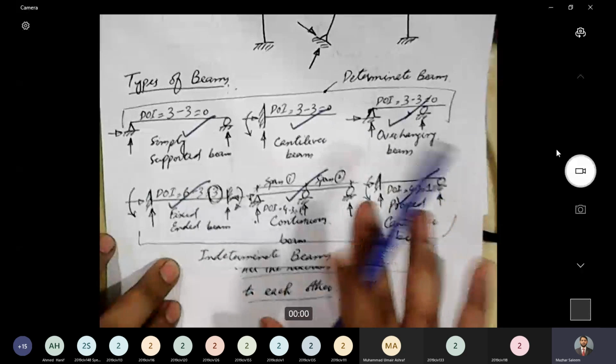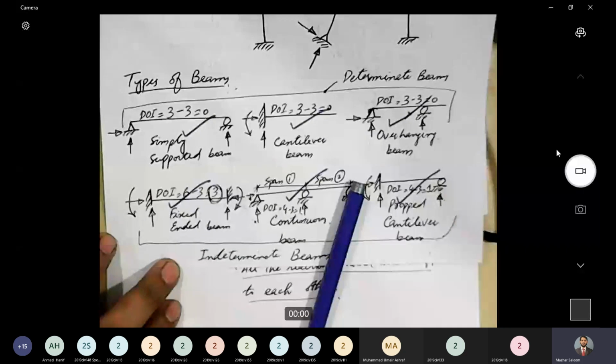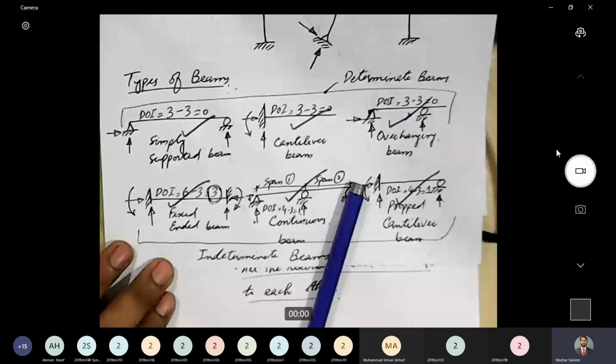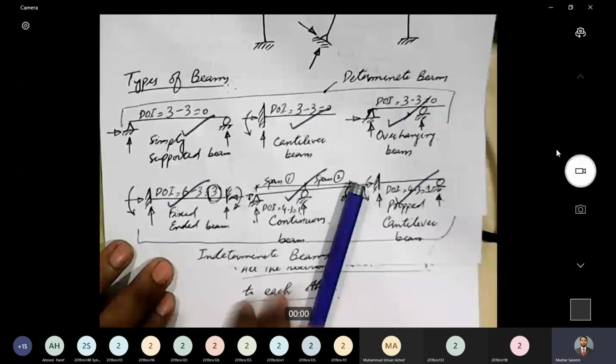And I was saying that stability is a desirable attribute of our structure. We do not want unstable structures. If we are designing a structure and we find that the structure is unstable, we need to change that. We need to make it stable and we need to satisfy the conditions of stability.